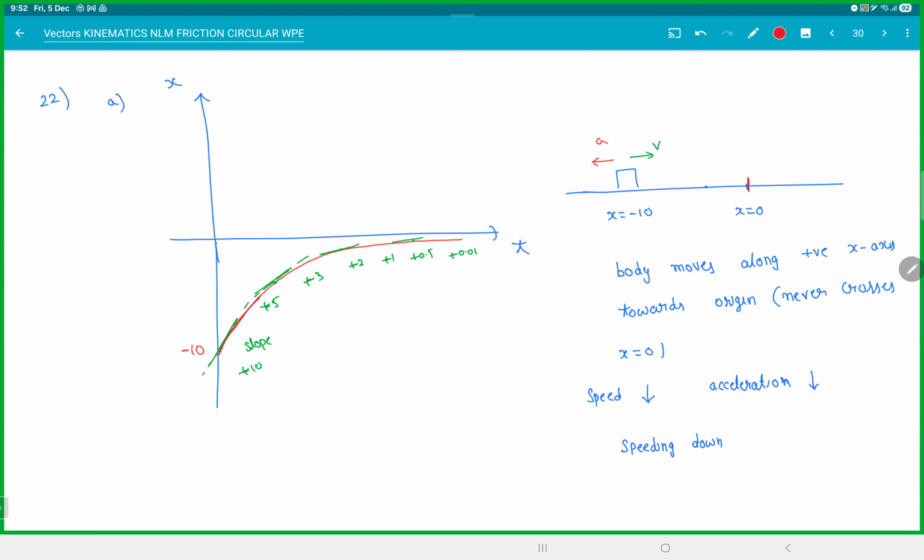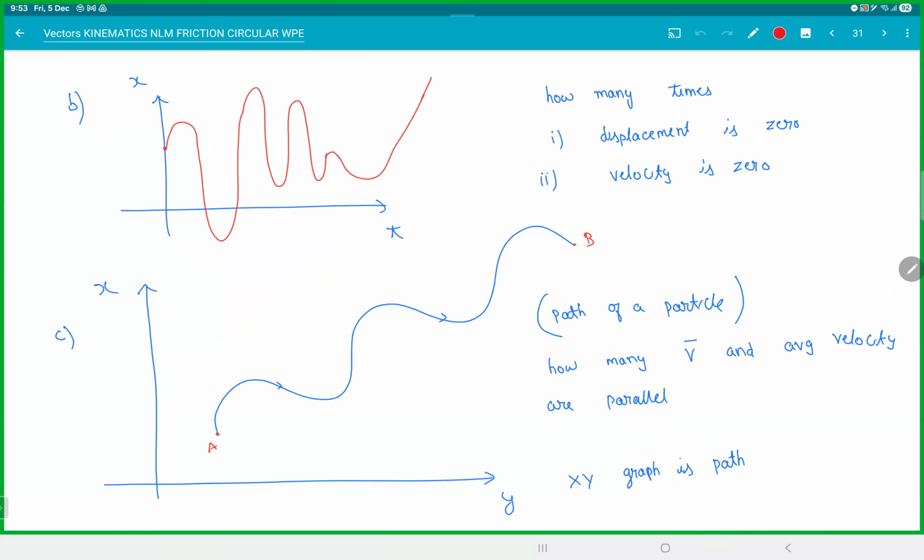So we have a block going from -10 towards the origin. As it gets closer and closer, it becomes slower and slower. Your speed decreases, velocity and acceleration also decrease. Clear with this? Velocity is forward, acceleration is backward. a and v both are decreasing. So the speed is decreasing, but it is not decreasing as fast as before. Are you clear with this?